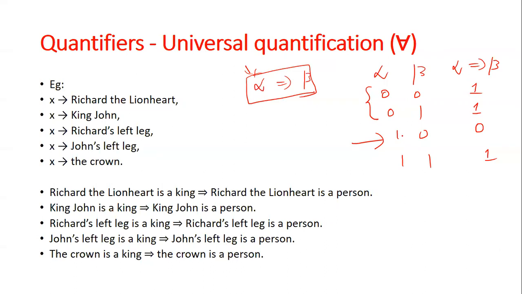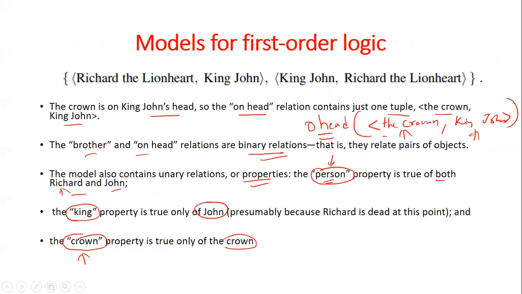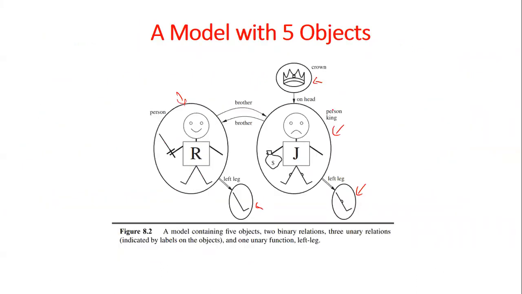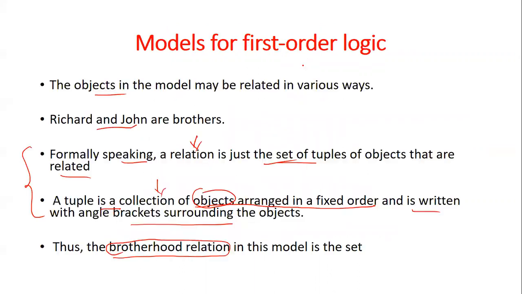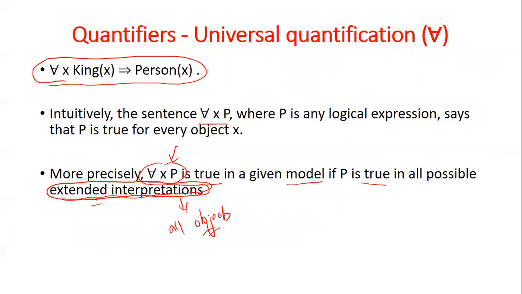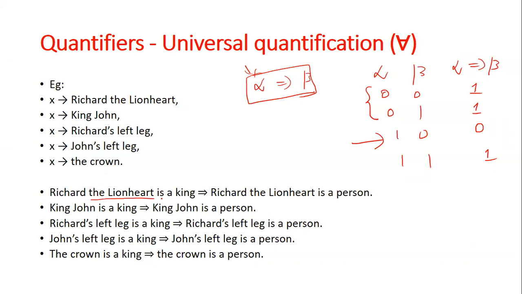Now, as per our original representation, only John is a king, and others are not kings. Richard is not a king, Richard's left leg is not a king, John's left leg is not a king, and the crown is not a king. Hence if you apply this, the statement Richard the Lionheart is a king is false, which means it is zero. Let us look at the truth table.